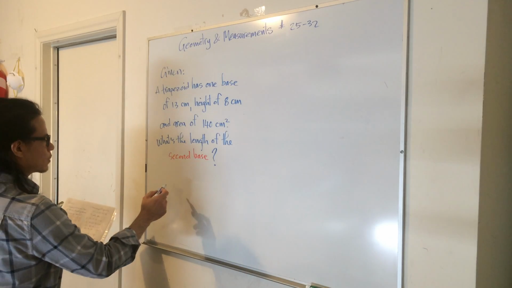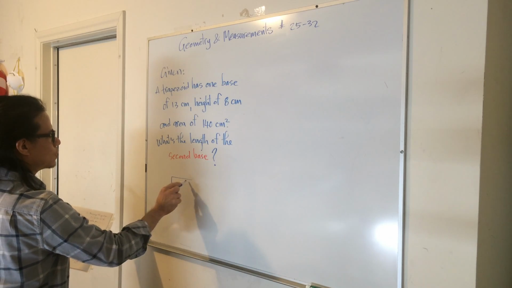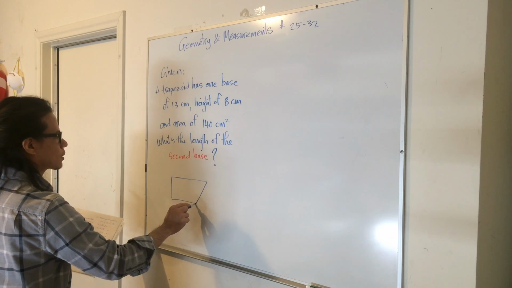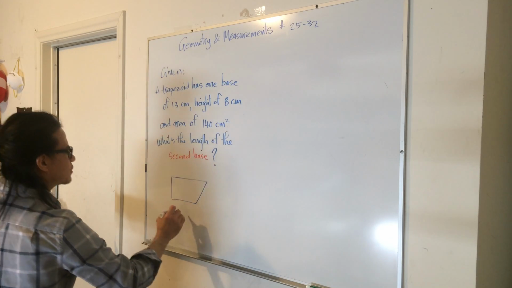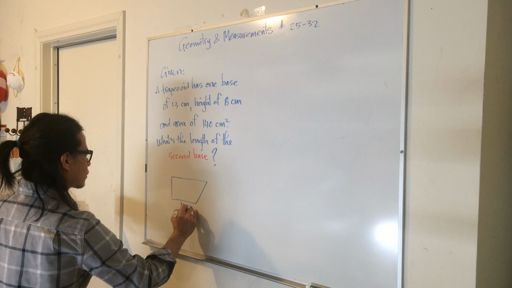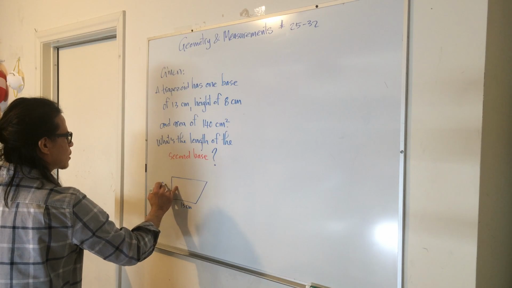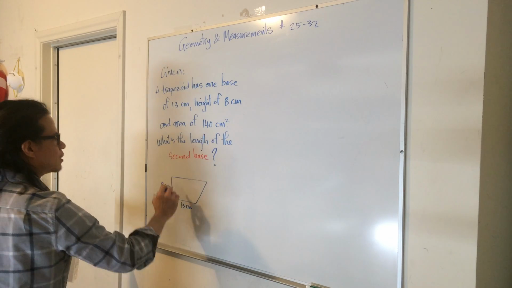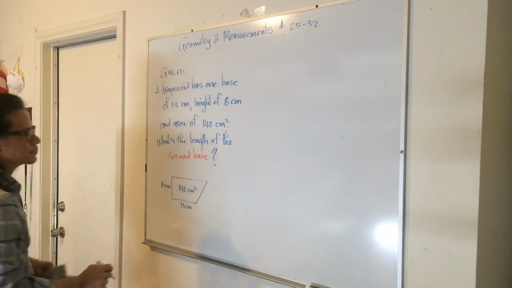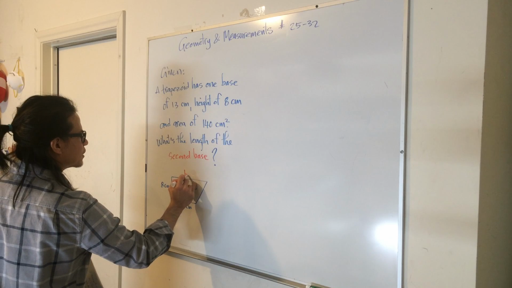Okay, so let's say this is your trapezoid. It tells us that one of the bases is 13 centimeters, and the height is 8 centimeters. It has an area of 140 centimeters squared. The question is asking, what is this base here? B, let's say B2.